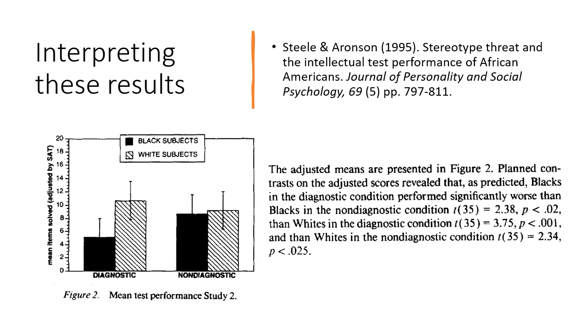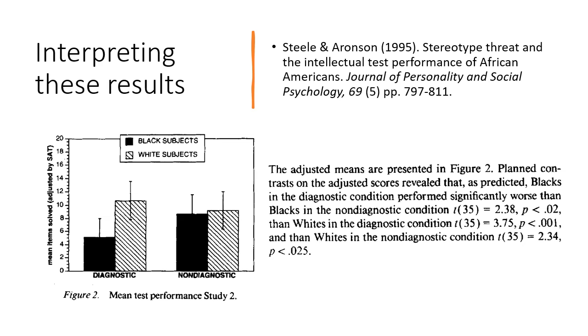So I'll give you an example from our studies in stereotype threat. This is taken from the Steele and Aronson study, I think it is the foundational study in stereotype threat. And you can see I copied this right from their paper. It says the adjusted means are presented in figure 2. Here's all the stuff it's hard for you to understand, but it says planned contrasts on the adjusted scores reveal that, as predicted, blacks in the diagnostic condition, who were threatened, in other words, performed significantly worse than blacks in the non-diagnostic condition. Then this little t just means that's the test they used.